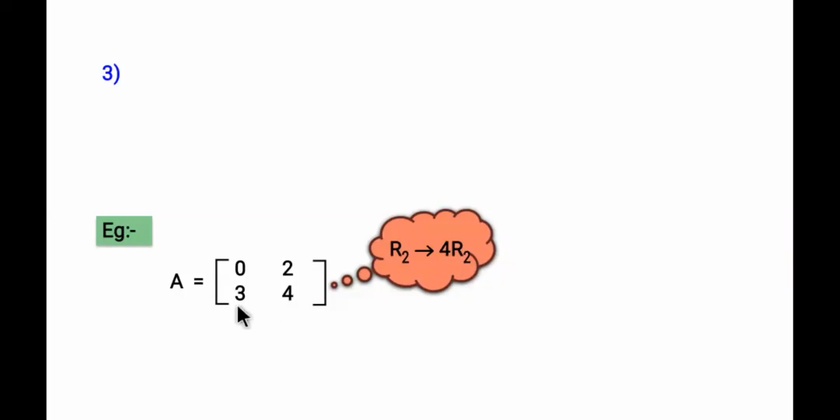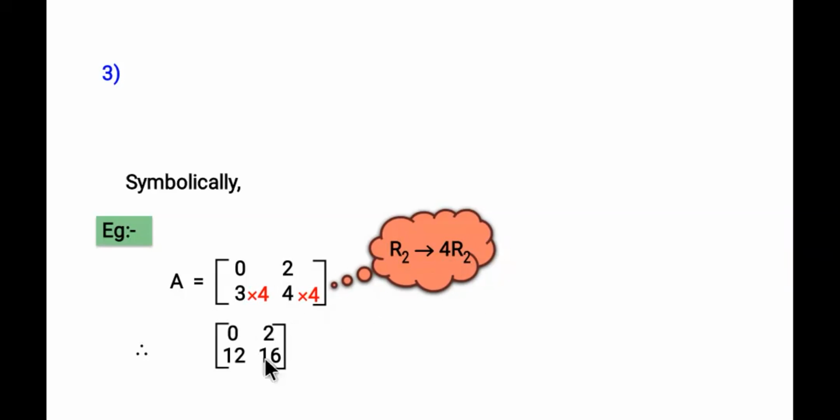So let's apply that. Let me see what are the elements in your row 2. So that is 3 and 4. So you have to multiply 4 to your 3 and 4. So let's do that. 3 into 4, 4 into 4. So you get a transformed matrix as 0, 2, 12 and 16. This is your transformed matrix.